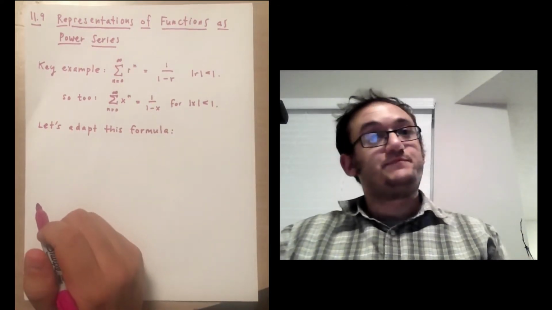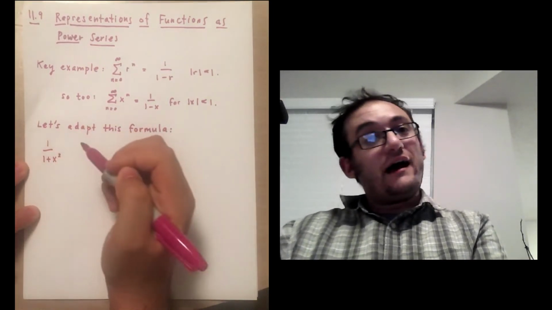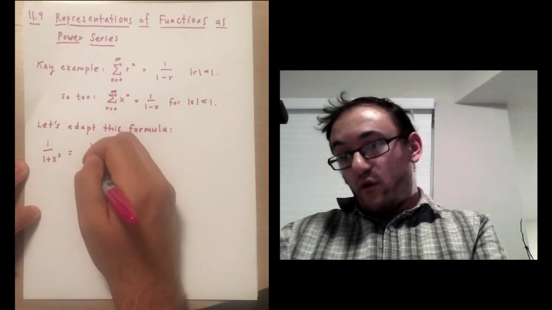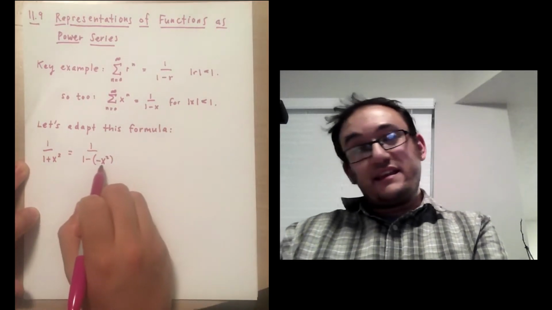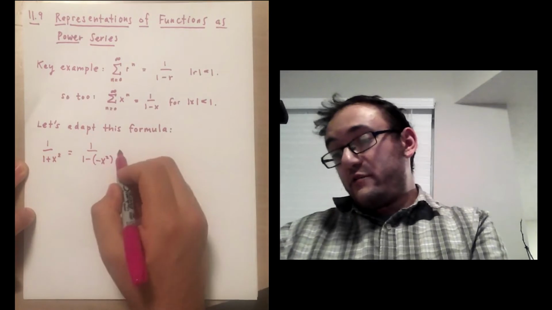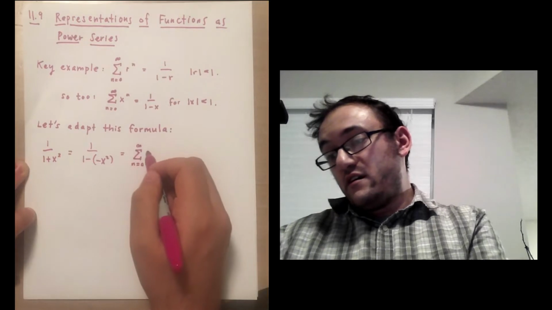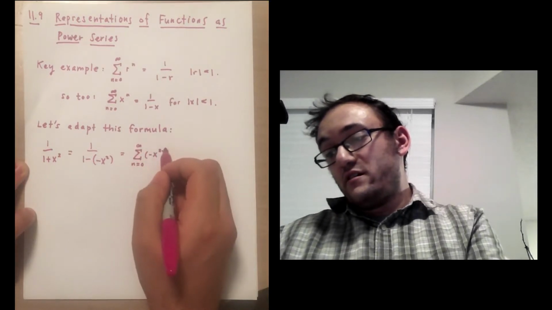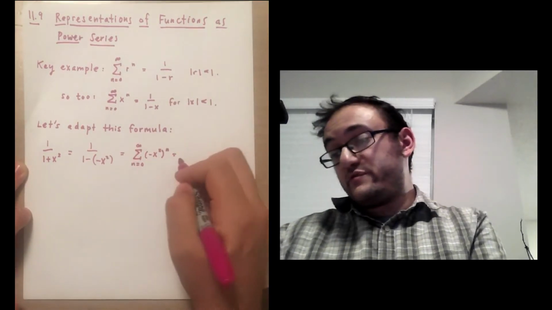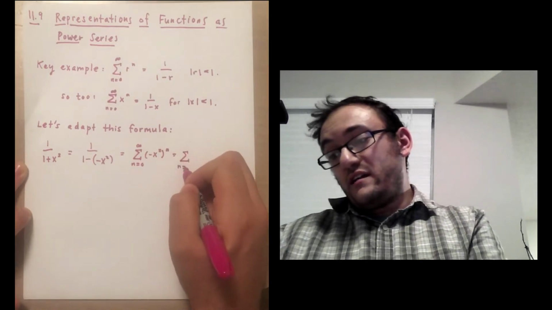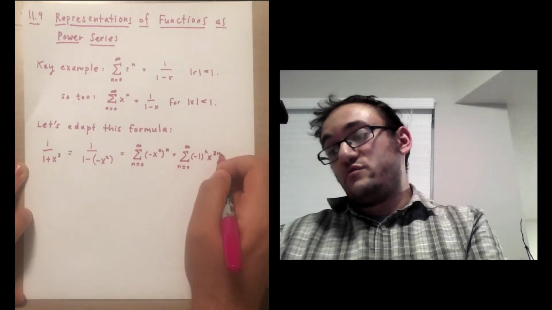To the following example. Okay, for 1 over 1 plus x squared, I can think of this as 1 over 1 minus minus x squared. Okay, and now treating this as the input to the power series, I can write this as the sum from n equals 0 to infinity of minus x squared to the n. Okay, if I want to simplify this to look more like the power series we're familiar with, I get the sum from n equals 0 to infinity of minus 1 to the n, x to the 2n.